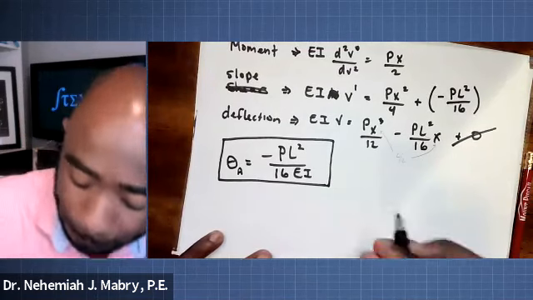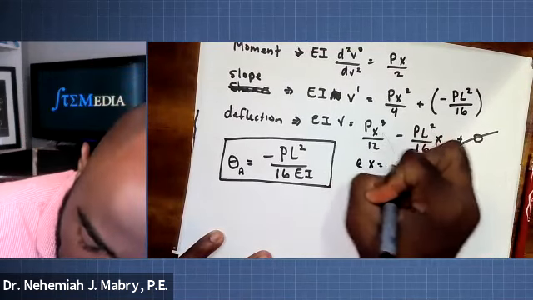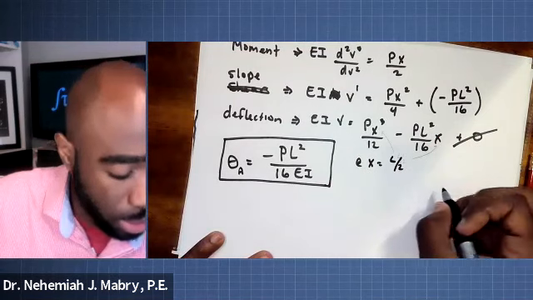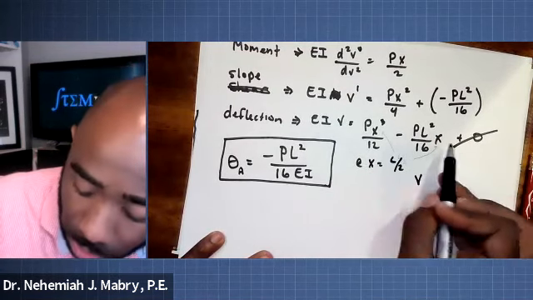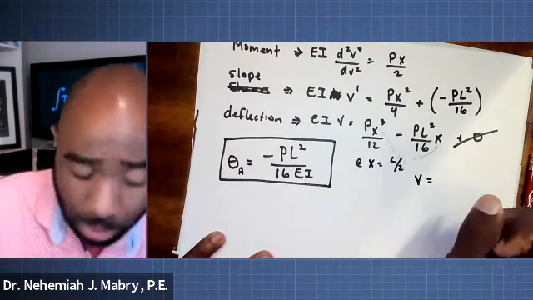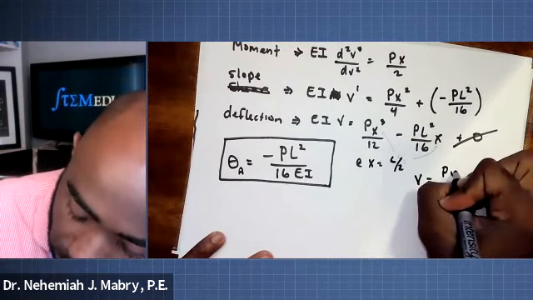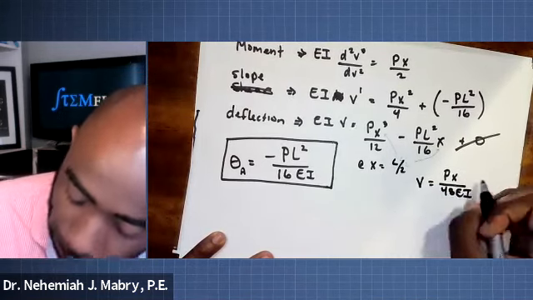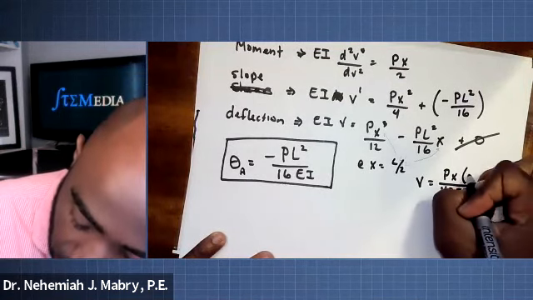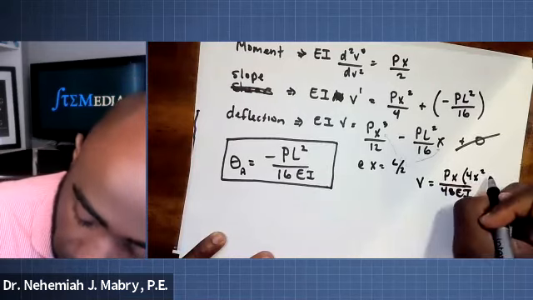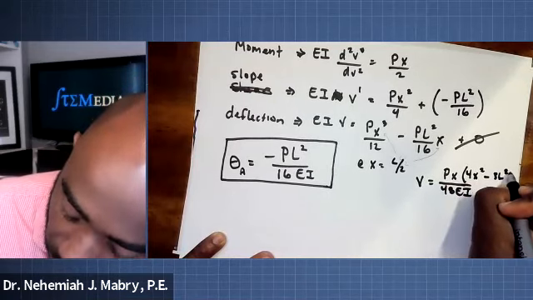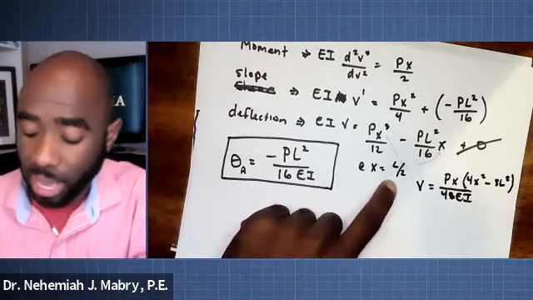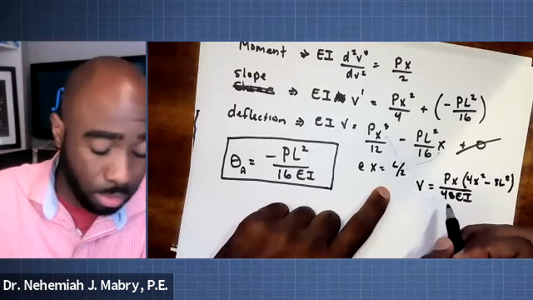All right. That's what we're going to put there. And if we were to do that, x equals L over 2. We'll write that right there. Here's what this equation would look like after you divide both sides by EI. Px over 48 EI, in parentheses, 4x squared minus 3L squared. That's the equation of deflection at L over 2. Let me put a square around that.